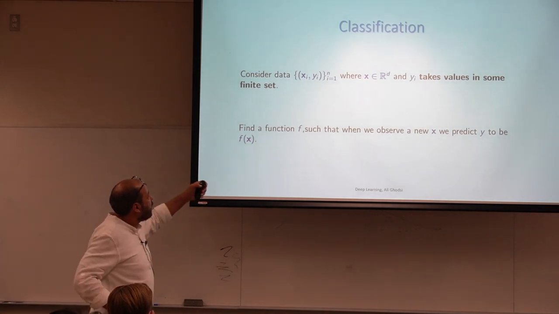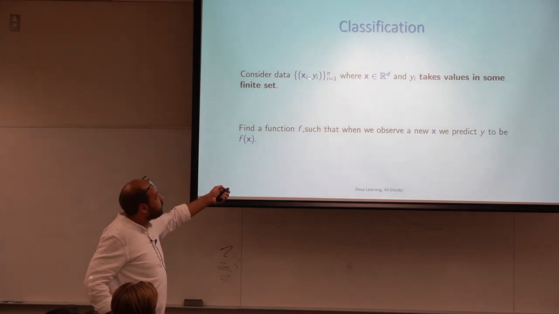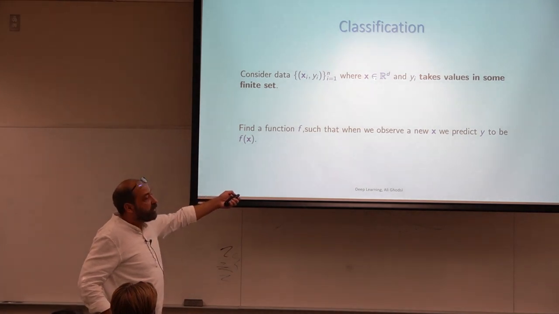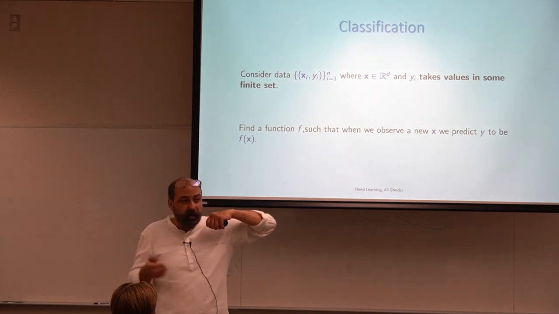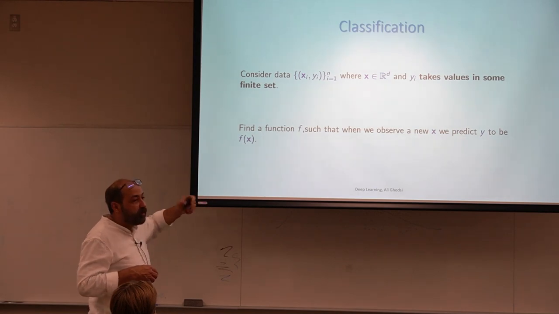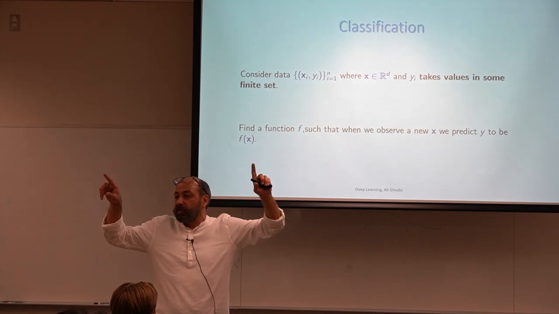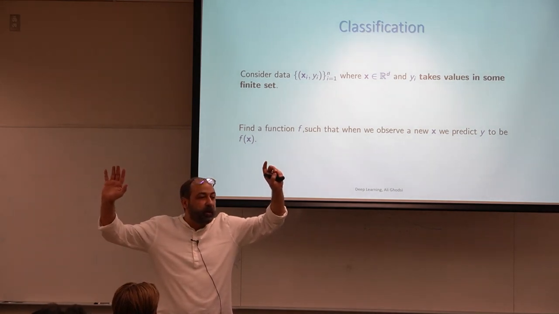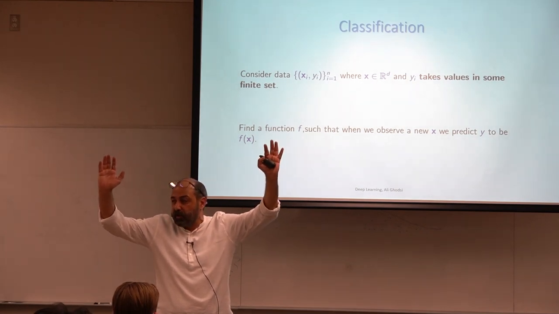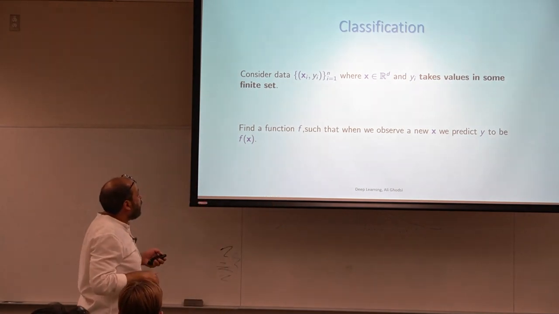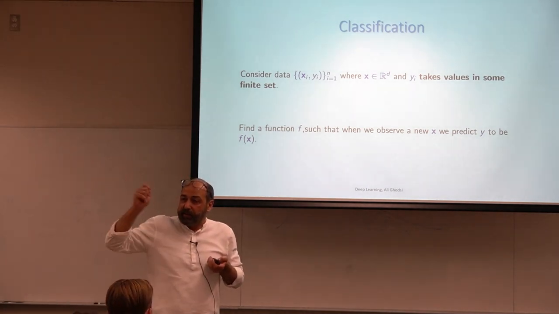And very quickly, in classification, we have this sort of data. X comes from a d-dimensional space, so we have d measurements about an object, and we would like to predict Y, where Y comes from a finite set: negative 1 and plus 1 for elephant and human being, or a finite number, 1,000 for ImageNet, 1,000 classes.